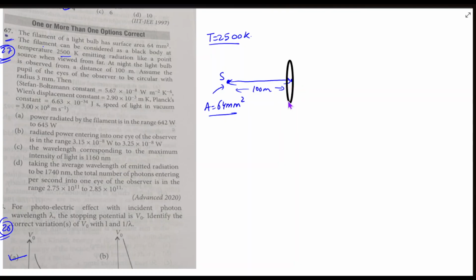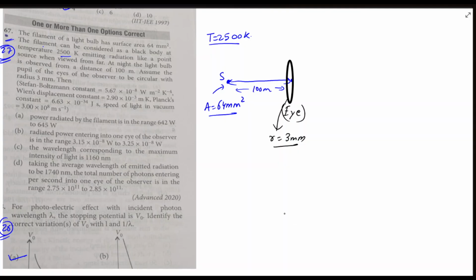So this is our eye, right? Of course, the observer will be at this place. If the eye is here, then the observer is here, right? And the radius of this eye is 3 millimeter, right?